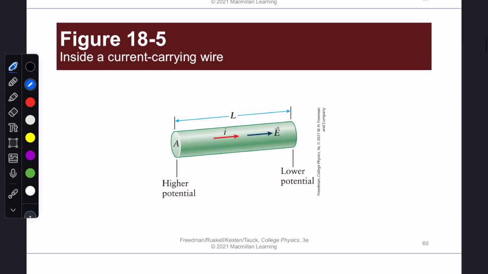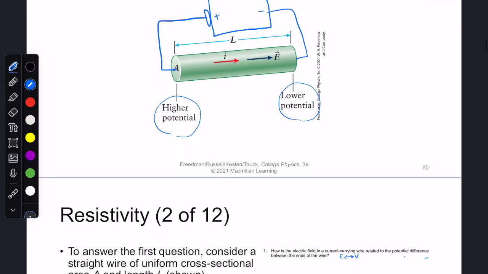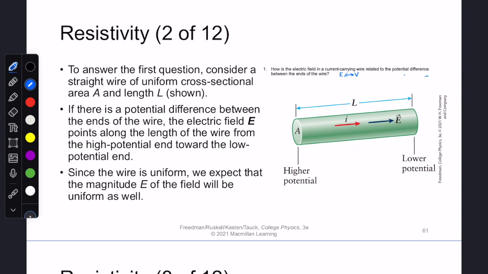Like I said before, the context of this discussion is we're talking about a wire made of some kind of conducting material, and we're applying a potential to the ends of the wire. If we're applying a higher potential to that side, that means we're hooking up that wire to the positive side of the battery, and then we're hooking up this side of the wire to the negative side of the battery, okay? So to answer the first question, let's consider this wire. It has a cross-sectional area of A, a length of L, and if we apply this potential difference V, we're going to get an electric field inside, okay?